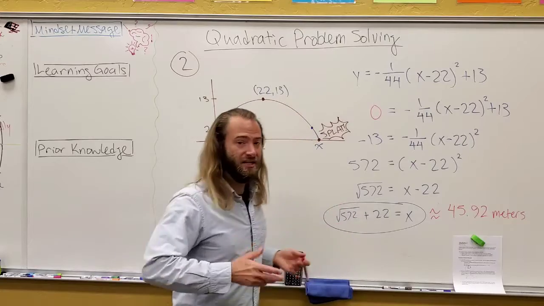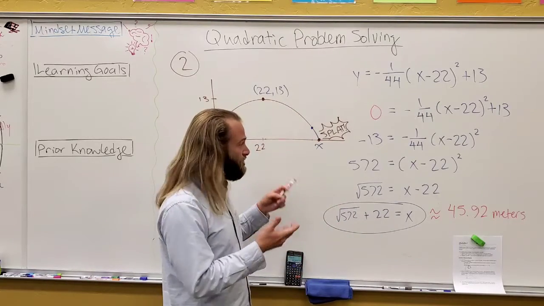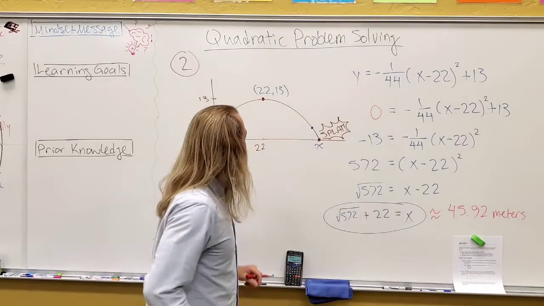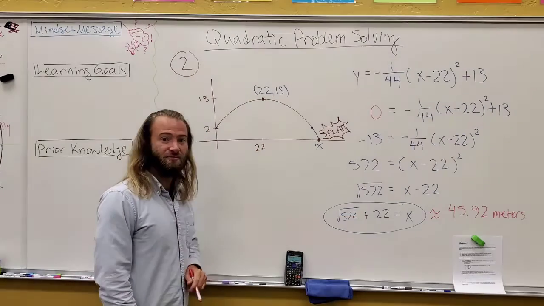A lot of you had guessed that it's maybe about 46 meters or so, and that was great. So here's the exact value for where he lands, and another cool application for quadratics.